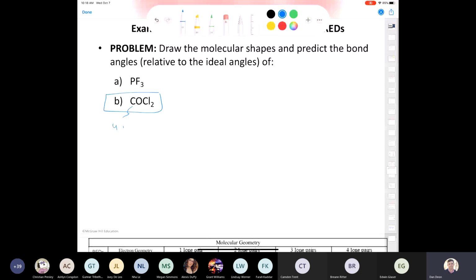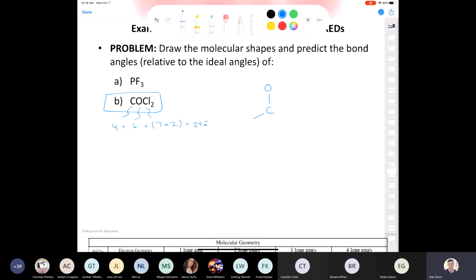Carbon has 4 valence electrons. Oxygen has 6 valence electrons. Chlorine has 7 valence electrons. There's 2 of them, so that's 14 plus 6 is 20. Plus 4 is 24 electrons, like that. What else do we know? We know that carbon always has 4 bonds. We know that oxygen always has 2 bonds and 2 lone pairs. And that chlorine almost always has 1 bond and 3 lone pairs, right? That's stuff that we looked at last lecture or a couple of lectures ago. So I'm going to go over this one a little bit quicker.